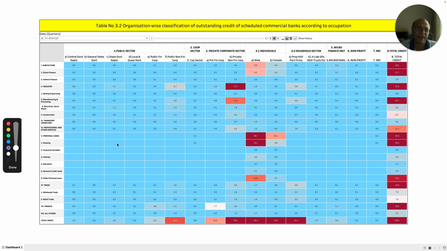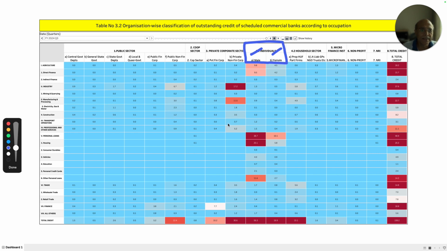Now as we all know, the public sector definitely is not going to take personal loans. The corporate sector may take personal loans, but it is very, very marginal. In the private sector, there are no personal loans. So mostly the personal loans are all skewed towards individuals, that we have discussed earlier. Individuals, what? Male and female.